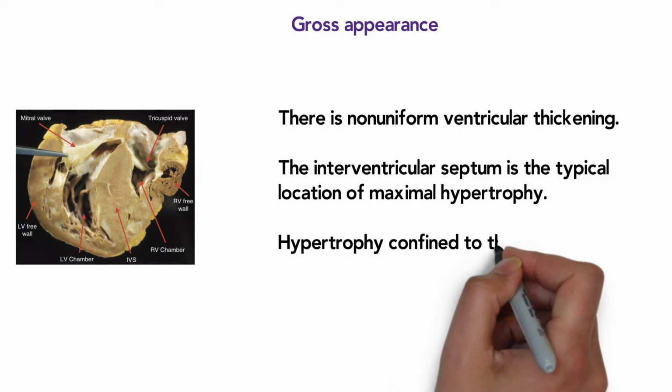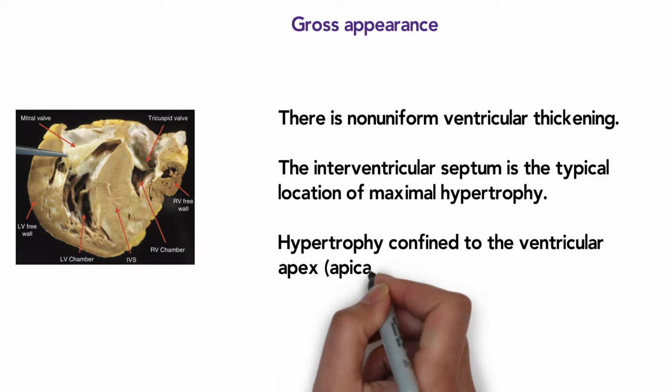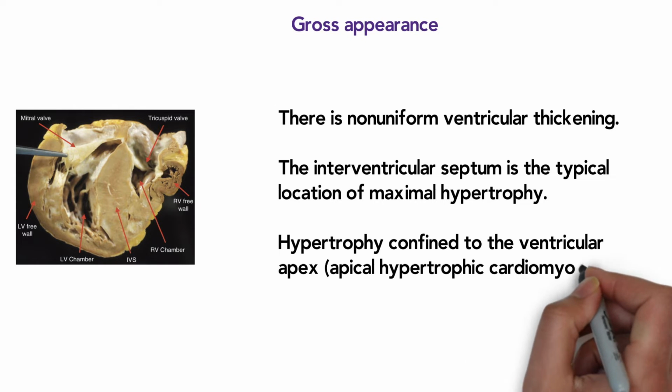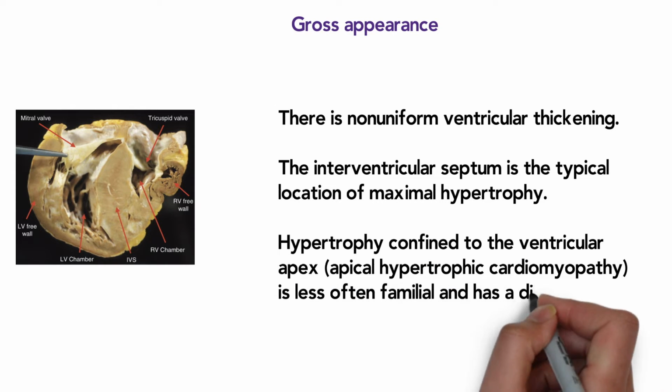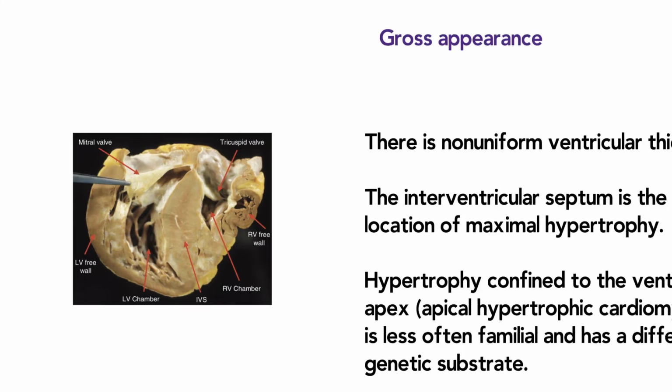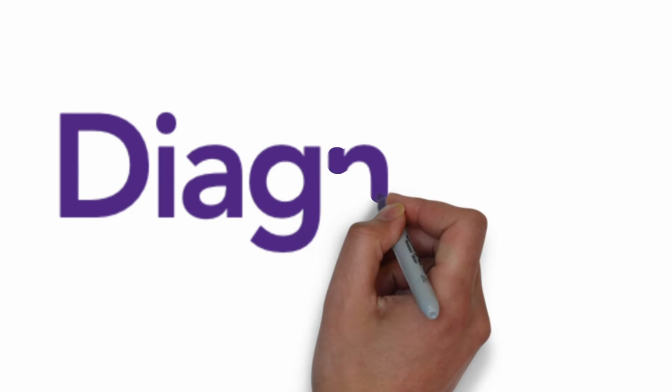Hypertrophy confined to the ventricular apex, apical hypertrophic cardiomyopathy, is less often familial and has a different genetic substrate. Diagnosis.